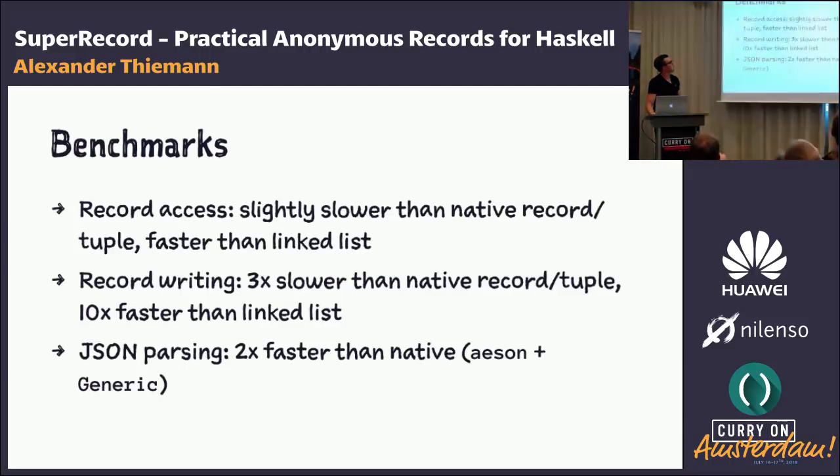Cool. So last but not least, benchmarks, performance, record access. It's slightly slower than native or the tuple, but I'm saying slightly because we're talking about very small nanosecond things. But it's certainly faster than the linked list. The writing part is actually very interesting. We're 3 times slower than native records here, but we're 10 times faster than the linked list approach, right? So there's a huge gap in performance. And if you think about JSON parsing, we're 2 times faster than JSON with generics, right? So this pre-allocation trick actually helps a lot. I was wondering when I wrote this if some trick could be done with generics and JSON too, but I haven't dug into that.